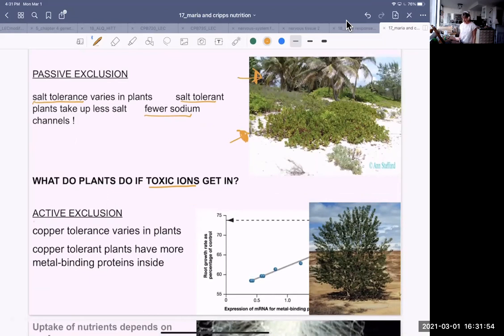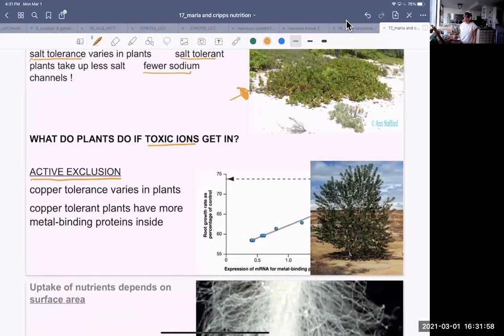They can actively exclude them with a lack of channels, or in this case, once they're inside, they have metal binding proteins. Those are also known as chelators. So if you were to get, for example, mercury poisoning, you might go to the hospital. What they would do is give you a chelator. Some people think that you can just eat cilantro, and that is a myth. There would never be enough of a chelator in cilantro to help mercury poisoning.